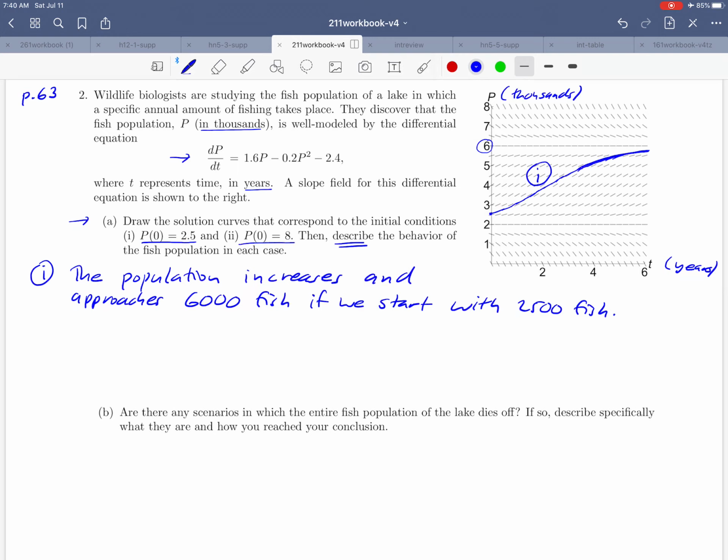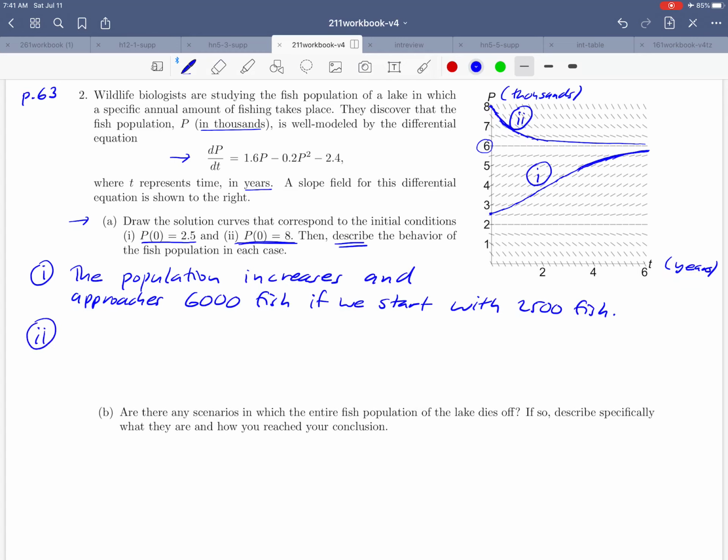Well, what about the second one then? P of 0 equals 8 is saying what would happen if we started with 8,000 fish? Well, we're going to be up here. Notice that in that part of our slope field, the slopes are negative, and so our fish population is actually going to decrease if we start there. I'm just doing my best to follow the arrows here. This is not an exact science, but very roughly speaking, we would get a curve that maybe looks like that.